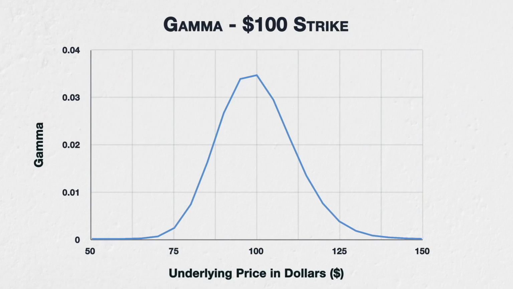As we suspected, in this example, gamma is highest when the option is at the money. Gamma then falls off in both directions as the underlying price moves further away from the strike price. At the extremes, gamma is very low, meaning a $1 change in the underlying price has little effect on the delta of the option.